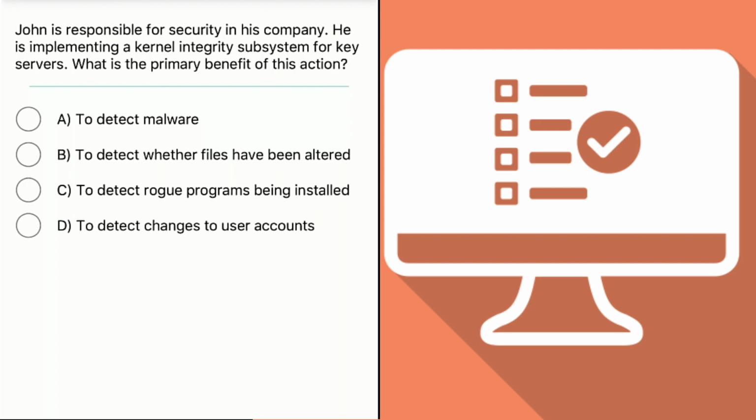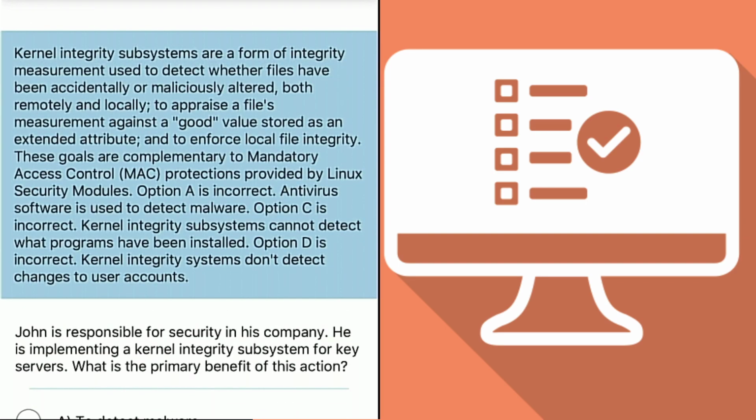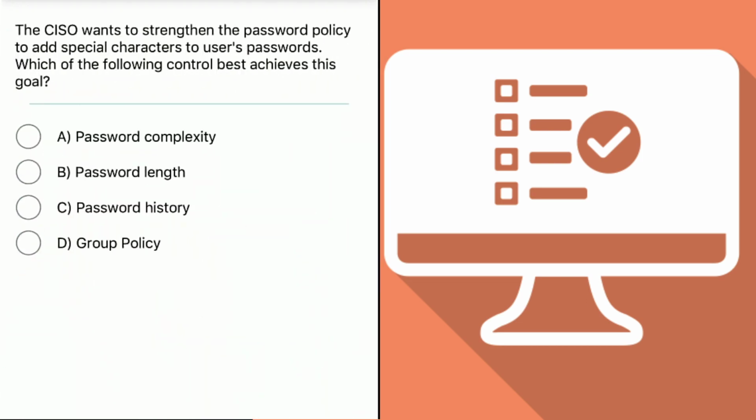All right, I go for B. Let's see. Yes, it's correct. Kernel integrity subsystems are a form of integrity measurement used to detect whether files have been accidentally or maliciously altered, both remotely and locally, to appraise a file measurement against a good value stored as an extended attribute. All right, let's go to the next question.